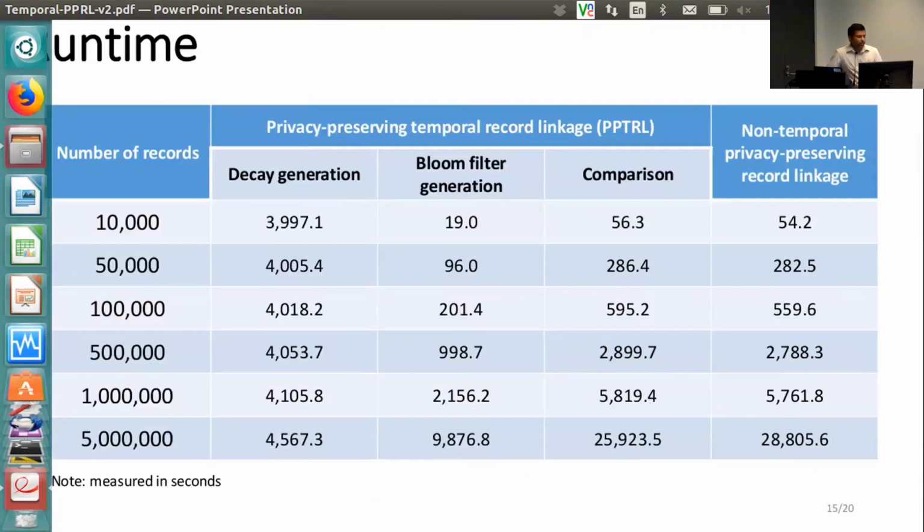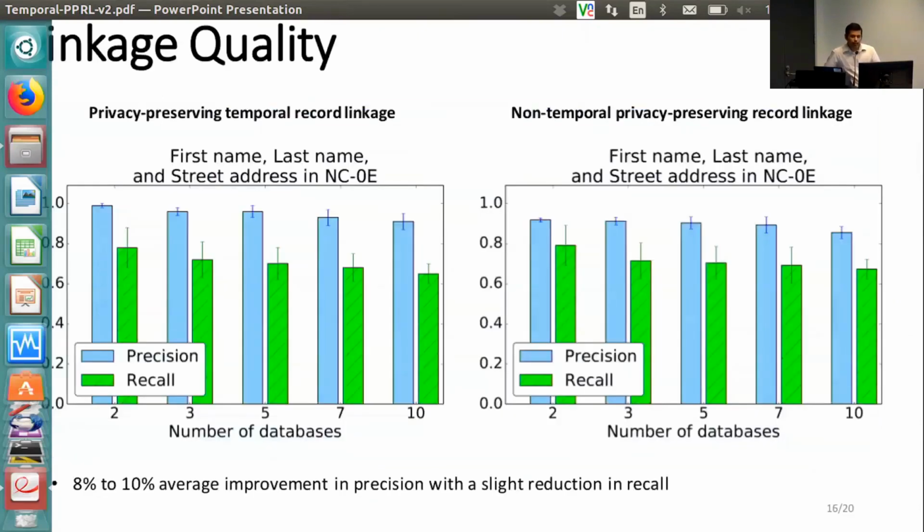And in terms of linkage quality, we have seen that it can improve the precision in a considerable manner compared to the non-temporal approach, but with a slight reduction in recall. The reduction happened because of the way we encode the attribute values. Since we encode each attribute value in its own Bloom filter, when we perform the blocking, the corresponding records can appear in two different blocks. So we have a slight reduction in recall there.